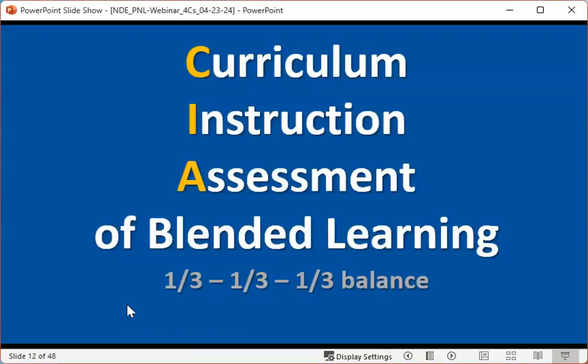All right, so let's talk a little bit about the CIA, or the Curriculum, Instruction, and Assessment of Blended Learning. Some of you have heard me talk about the 1/3, 1/3, 1/3 balance.